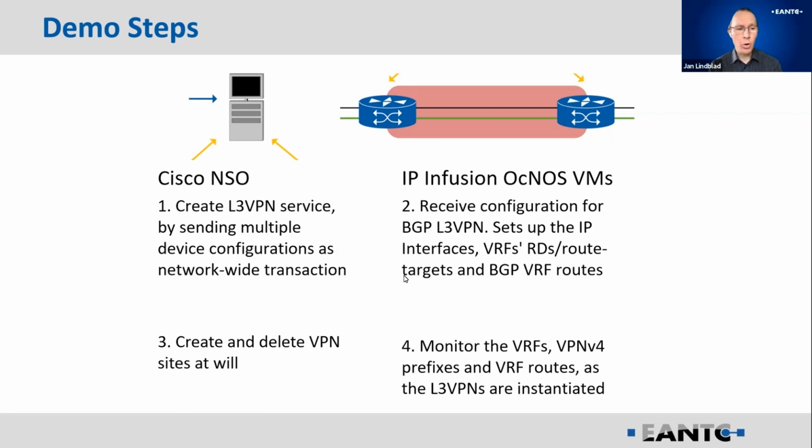Before we get to step one, we'll show that there's no configuration in NSO or on the device that has anything to do with this, so that you see we have a blank state. Then in the actual demo steps, I'll first create an L3VPN service using the IETF 8299 service model, set that up in NSO and send a network-wide transaction to both OcNOS devices at the same time. The OcNOS devices will receive this configuration that NSO computed based on the service model and set up the IP interfaces, VRFs, RDs, route targets, and BGP VRF and routes and all of that.